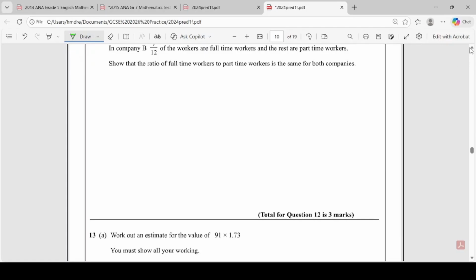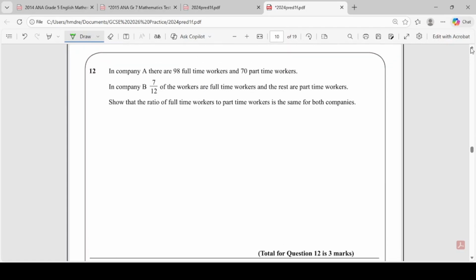Question 12. In Company A, there are 98 full-time workers, 70 part-time workers. In Company B, 7/12 of the workers are full-time and the rest are part-time. Show that the ratio of full to part-time workers is the same for both companies.